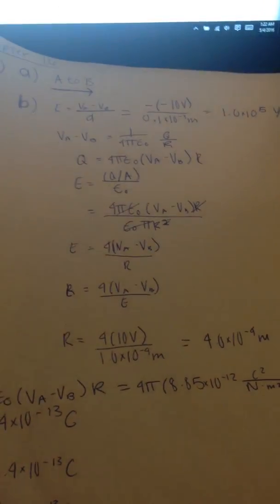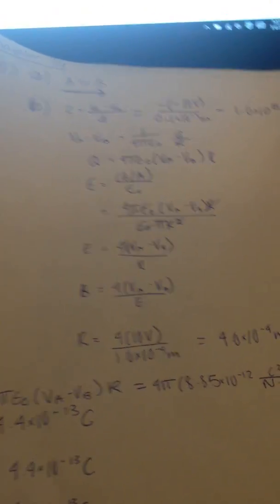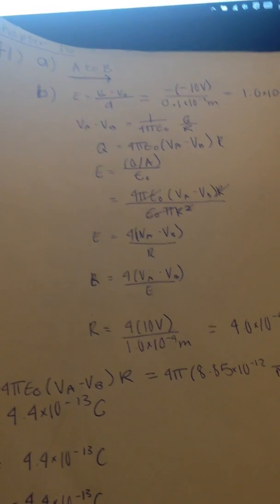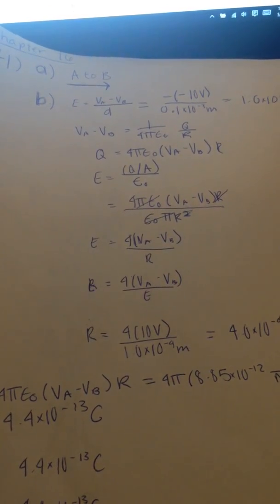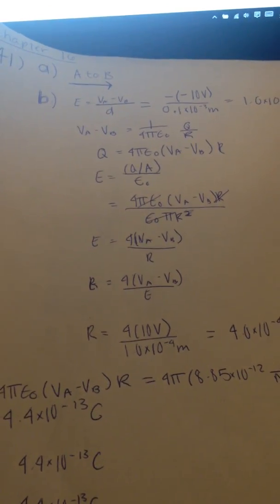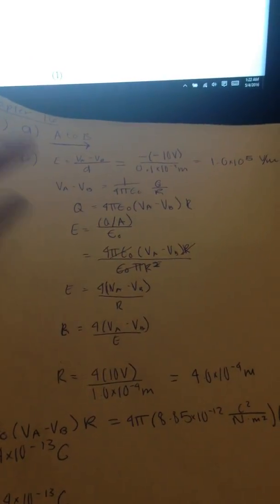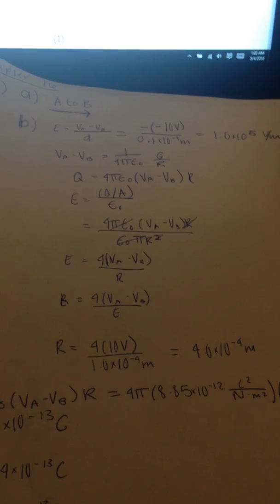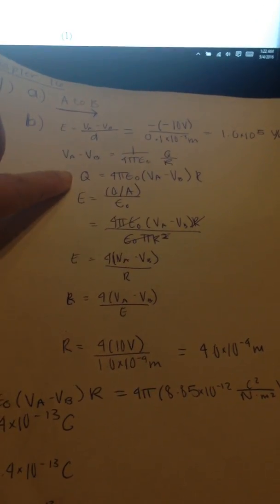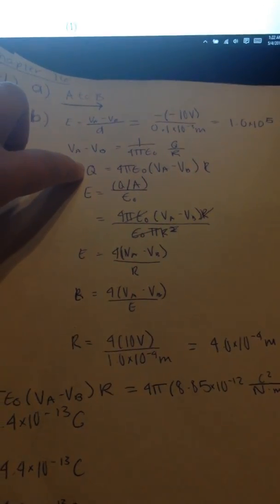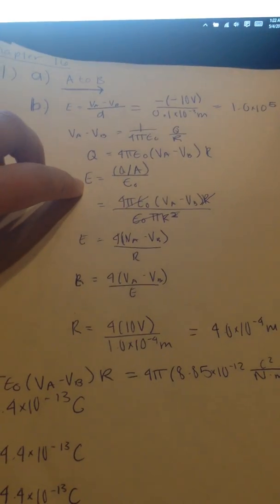Next, we need to find Q. In order to find Q, we know that VA minus VB is equal to 1 over 4 pi epsilon naught times Q over R. So you solve for Q, that's what I'm doing here. And then we're going to move on to E. Remember, keep this equation in mind because we're going to have to plug that in later.